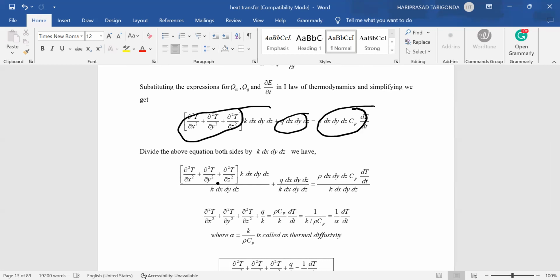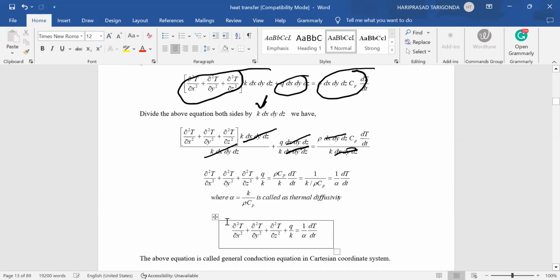Now what I am doing is dividing the total equation by the common term, k dx dy dz. If you divide the total equation, k dx dy dz gets cancelled in each term. The same terms get cancelled.